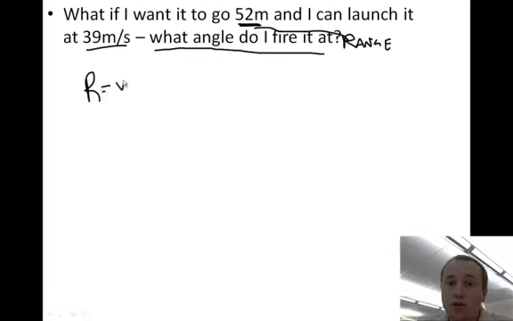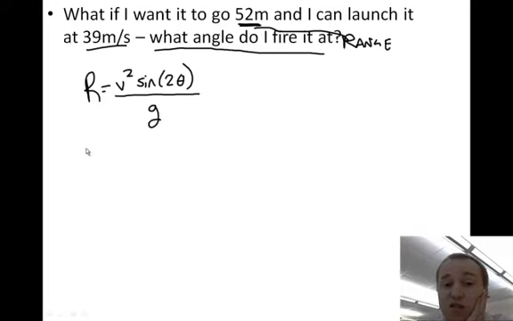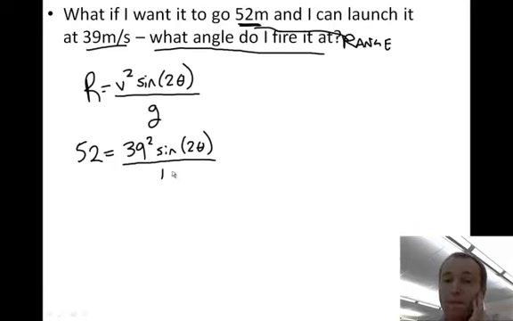Well, start by writing down your equation. Range equals V squared sine 2 theta all over g. The range I want now is 52. The velocity I have is 39. Sine 2 theta all over 10. Now, just like in math class, we're going to try to solve for theta. To get theta by itself, we've got to isolate it. So we've got to get this 10 out of here. So I get 520 equals 39 squared sine 2 theta.